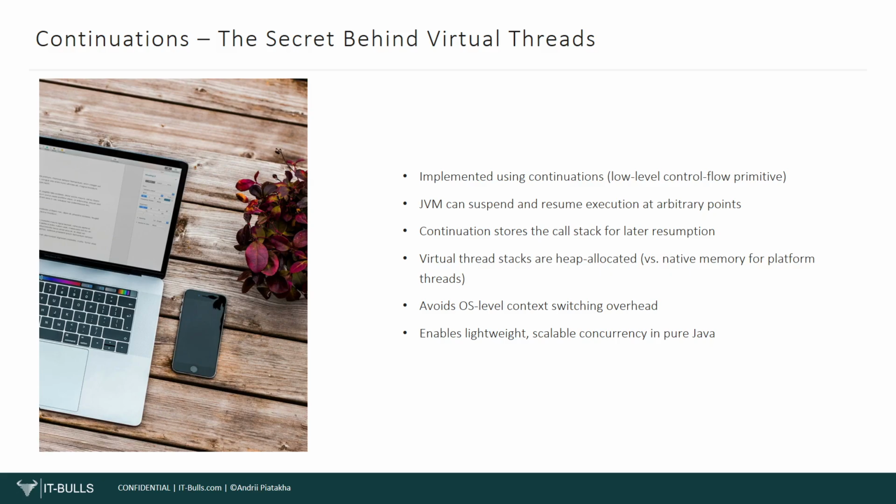Now, you might be wondering, how is this possible technically? Well, virtual threads are implemented using continuations, a low-level control flow primitive that lets the JVM suspend and resume execution at arbitrary points, without relying on operating system mechanisms like kernel-level context switching. The continuation holds the call stack, and the JVM simply swaps it in and out as needed. That's why we say virtual threads are heap allocated, in contrast to platform threads whose stacks live in native memory.